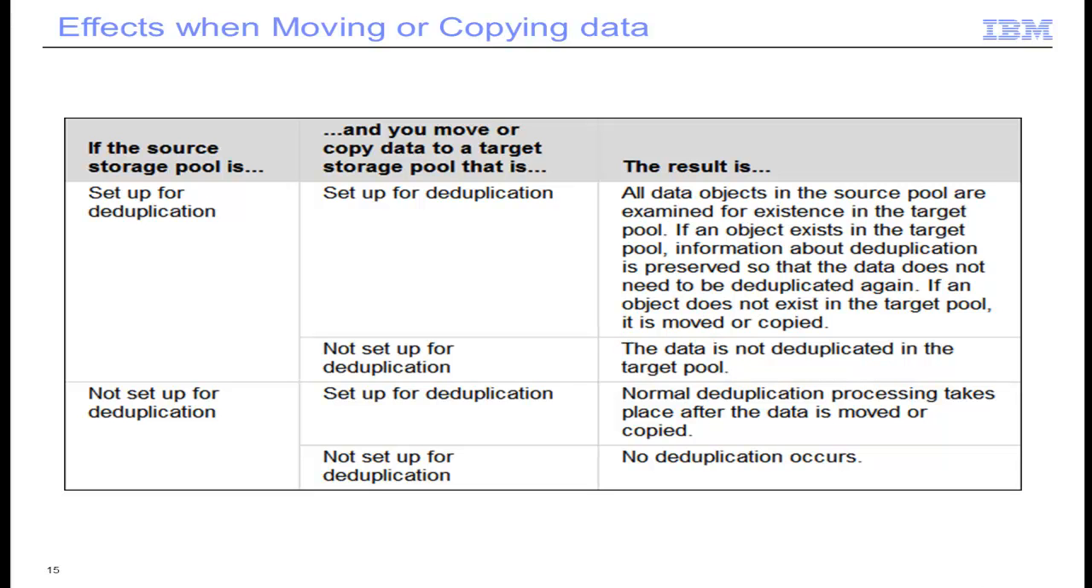If the copy pool is not set up for deduplication, then we will reconstitute the files and either copy them over or replicate them over to the non-deduplicated pool. If both the source and the target are not set up for deduplication, then obviously we just proceed as normal. But if the source does not support deduplication but the target does, then deduplication will occur after it arrives at the target pool.